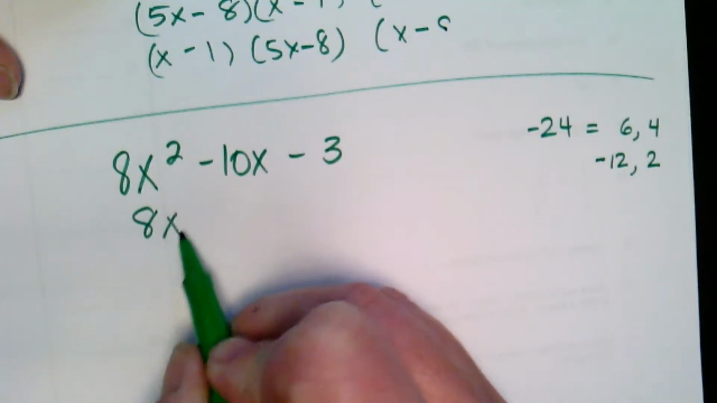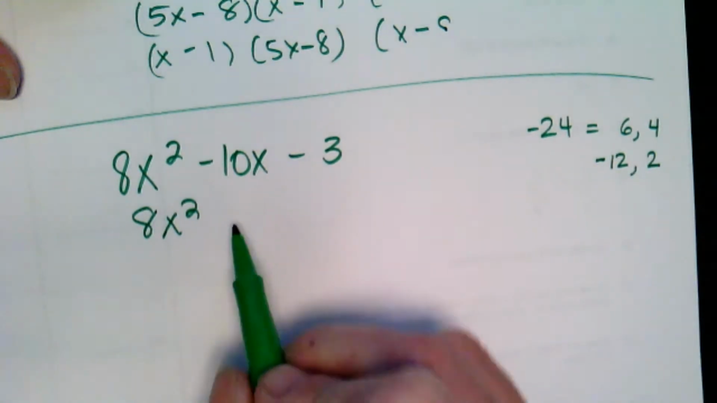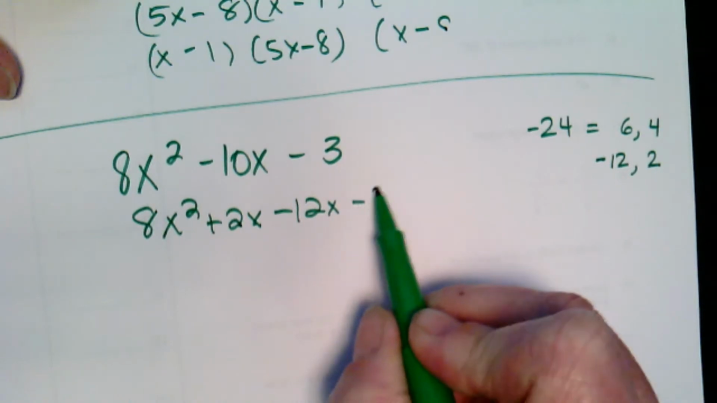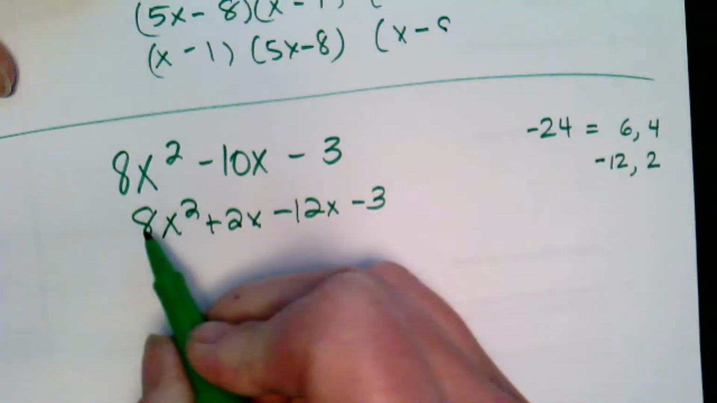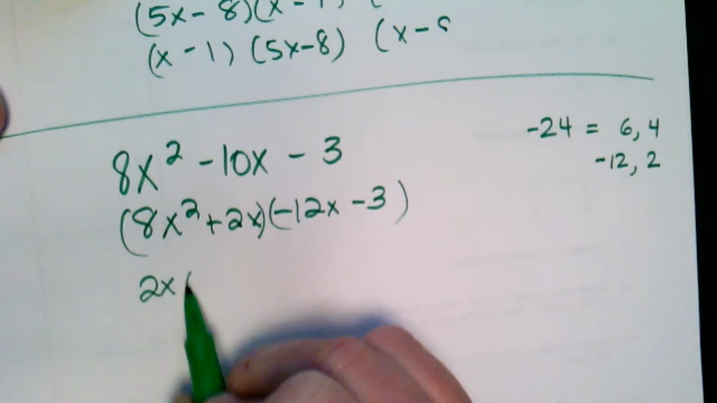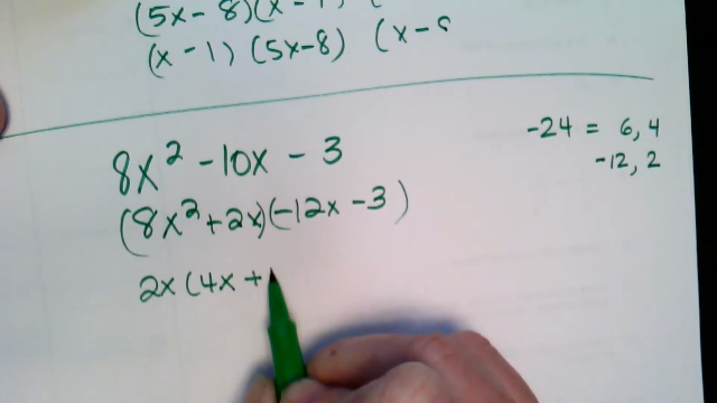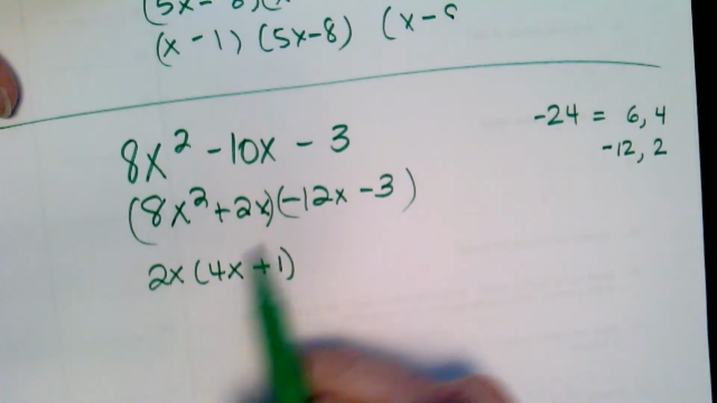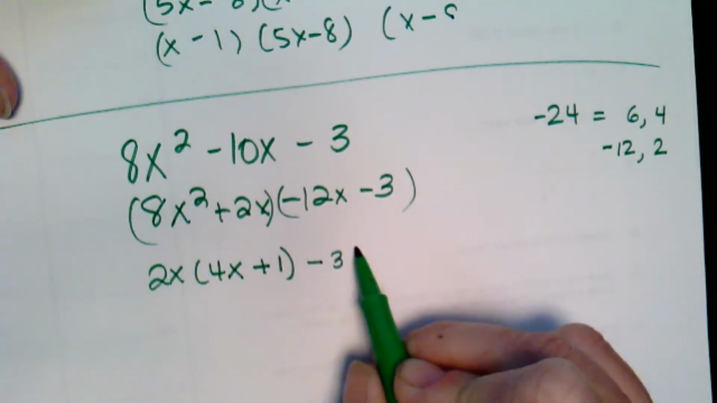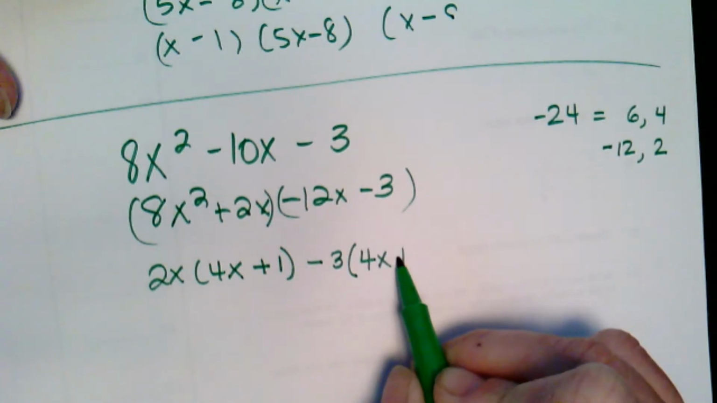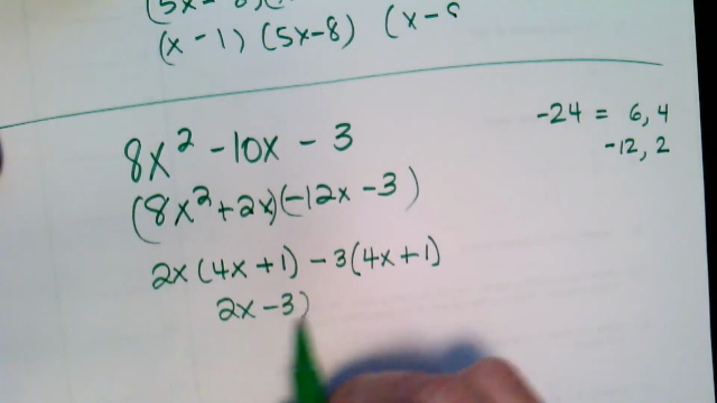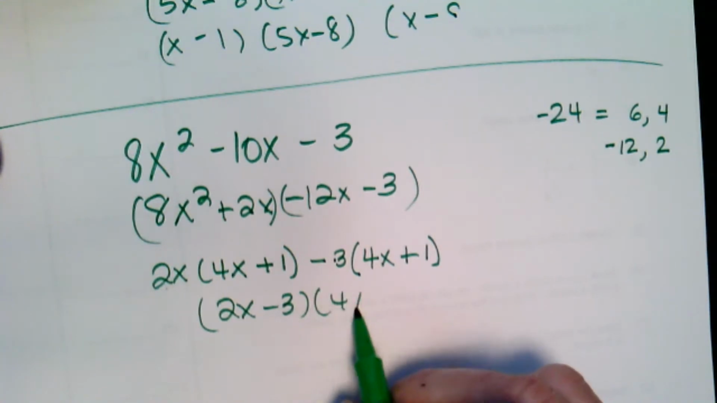So I'm going to rewrite my middle term. I think I want my 2x first. Oops, that's a positive. And my 12x second because I like how these relate better. Parentheses. Factor out 2x here. I'm left with 4x plus 1. So remember 2x divided by 2x is 1. And then here, let's take out a negative 3, and I'm left with a 4x plus 1. So yay, it worked. So my answer is 2x minus 3 and 4x plus 1.